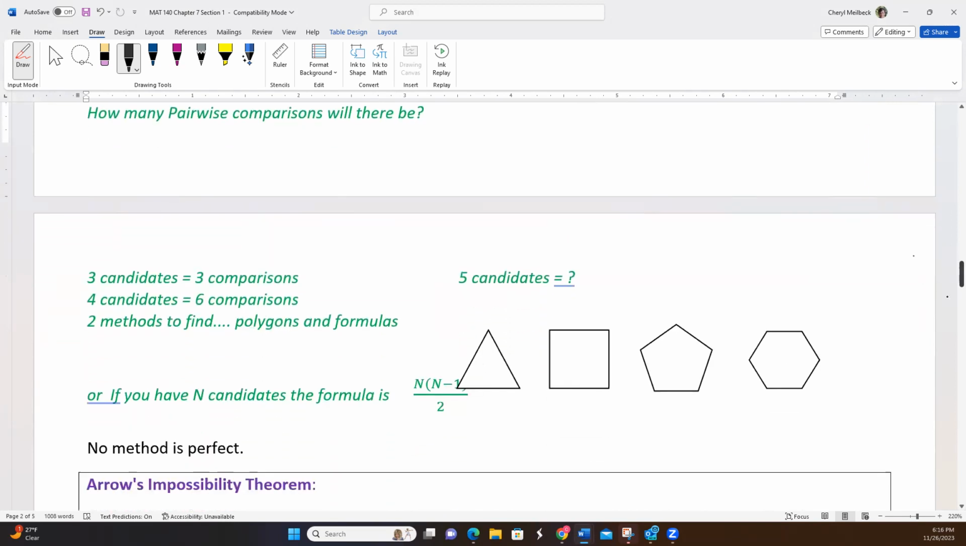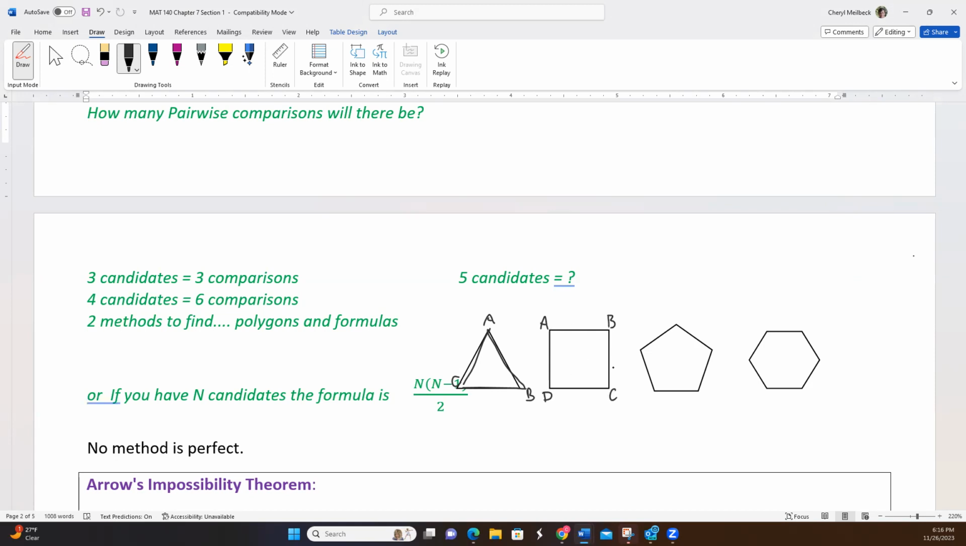this is how I figured it out. I usually figure it out by drawing a polygon. Here we see a triangle, so if there are three candidates, candidate A, B, and C, there are only going to be three comparisons: A to C, A to B, and B to C. If there are four candidates, A, B, C, and D, you have all of them.